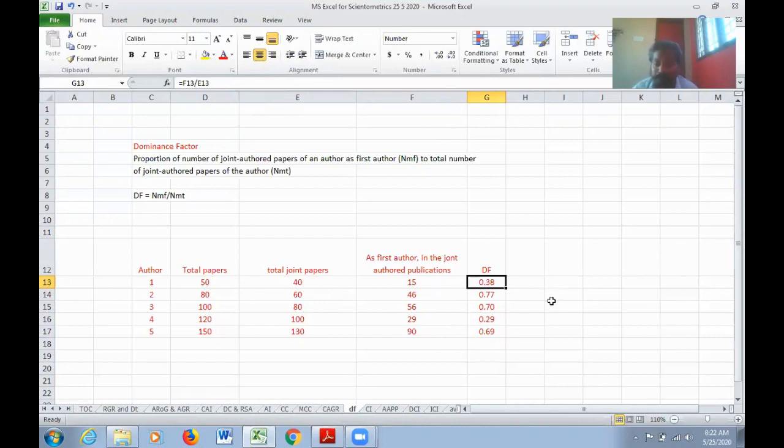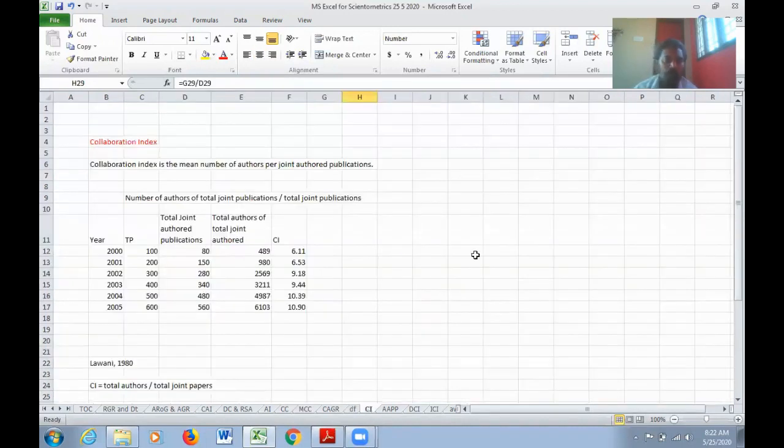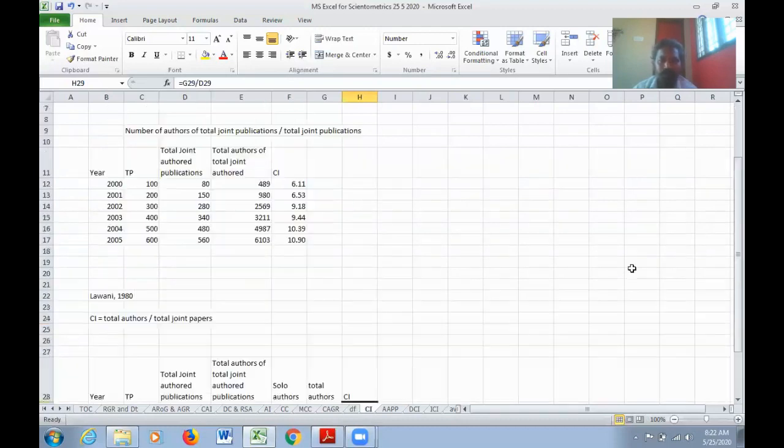But if you take a second author, he had 60 joint papers in which he appears as the first author in 46 papers. So his dominance factor is 0.77. Fine. So this is how we can calculate dominance factor. Then let me go to collaboration index. Two formulae are there. Let me show you both.